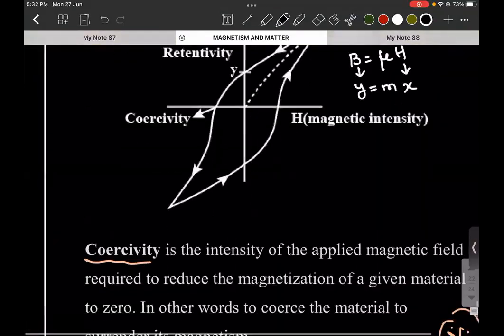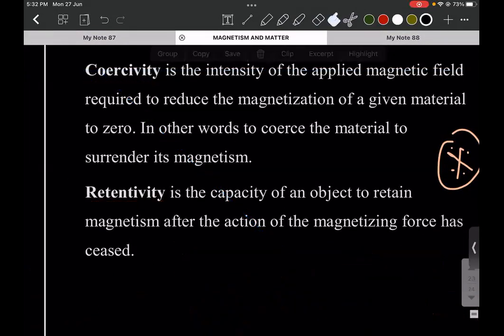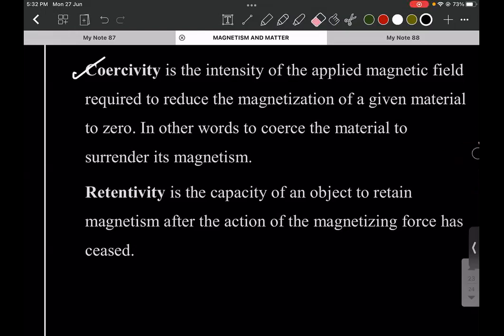Now, can we see the definition of retentivity and coercivity? Write it down. What is coercivity? If you read the definition, you will understand it. It is the intensity of applied magnetic field which is required to reduce the magnetization, to completely demagnetize the material, to reduce the magnetization of a given magnetic material to zero. In other words, to coerce the material to surrender its magnetism.